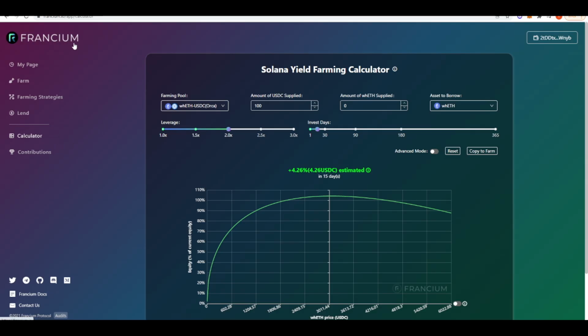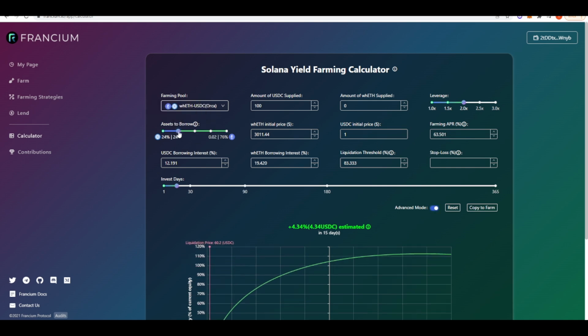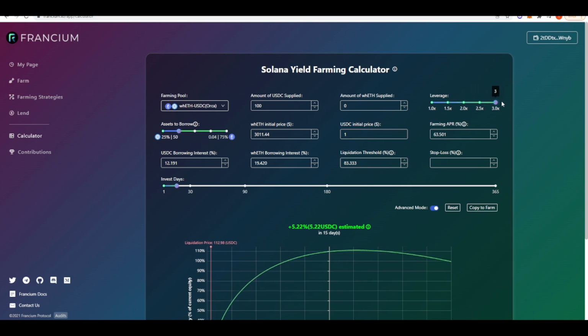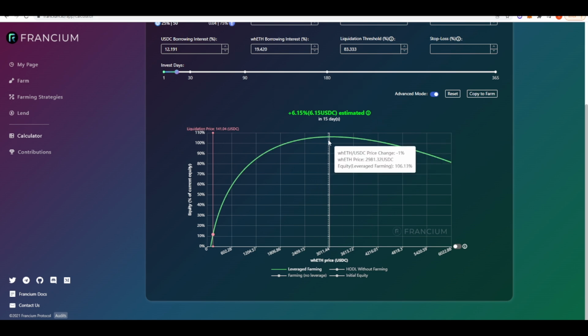So if I go into Francium and I go into the calculator, I can show you what this looks like. If I go to Wormhole ETH USDC, I go to advanced mode, and then 25% on the USDC, and then 75% on the ETH. Let's crank this leverage all the way up to 3x leverage. So this is what your equity curve is going to look like. Just remember that you start off with 100%. At the end of 15 days, assuming the price of ETH hasn't moved, you've made a 6.15% gain.